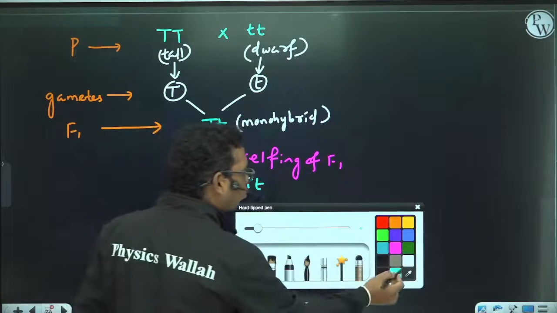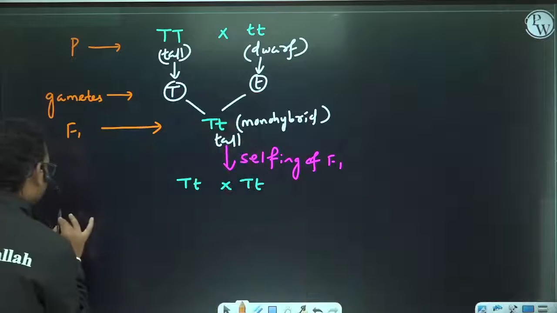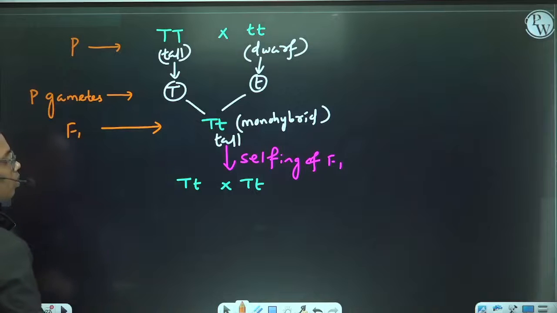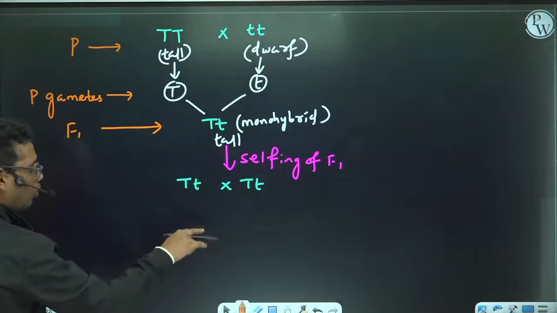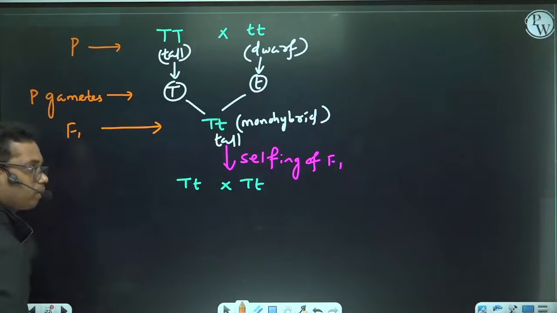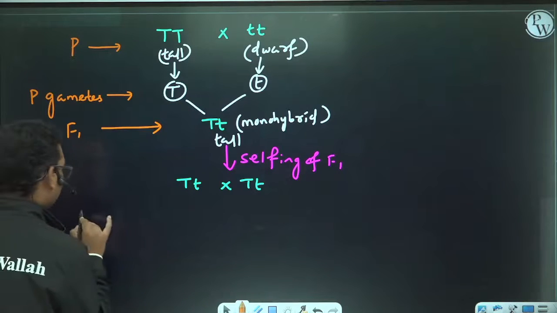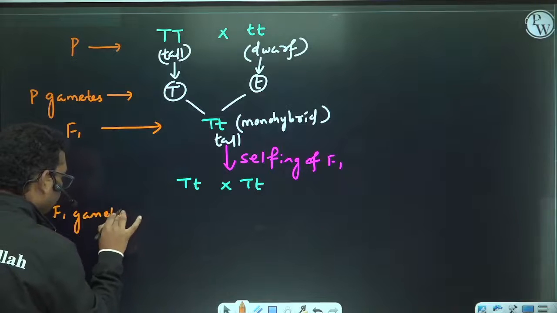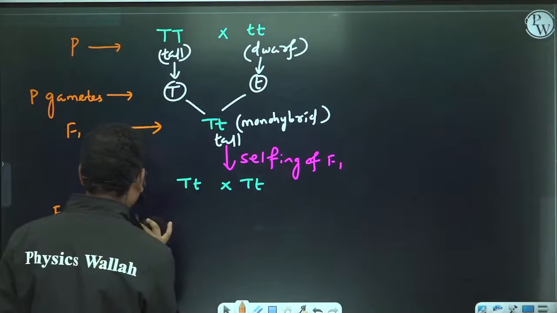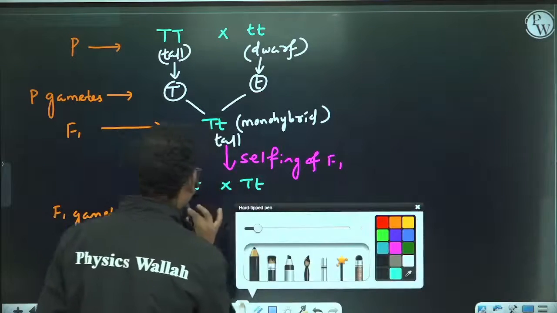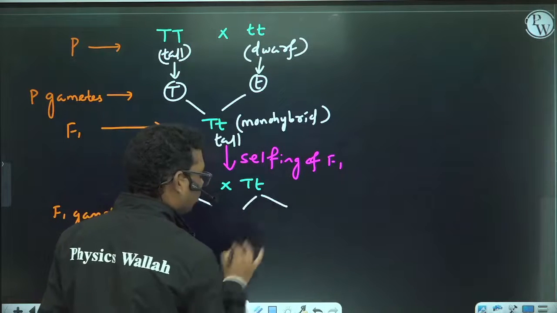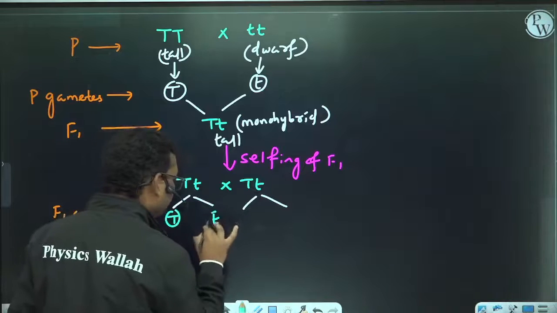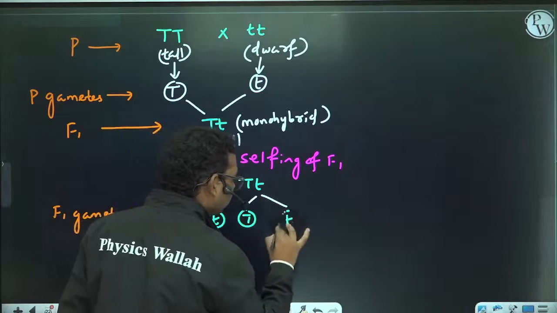Let me write those gametes here. These are the F1. These are the gametes of the parental generation. Now I'm going to produce the gametes of the F1 generation. From here I will get two types of gametes. The gamete will be capital T, here the gamete will be small t. Here capital T, and here small t.